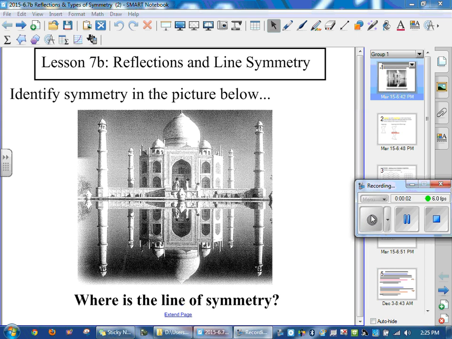6.7b, our last lesson of our unit, reflections, specifically of our types of symmetry. So if we take a look at this picture, immediately we're going to think, because it's got 4 points, that we can cut it 4 different ways. But because it's an actual picture, we have to take a look specifically on which way it can be a mirror image. So, which is the line of reflection do you see? Where do you think I can chop it in half where I get an exact mirror copy? Which way do you think?